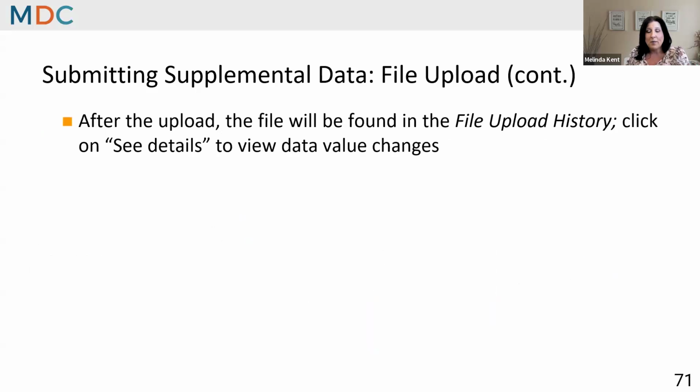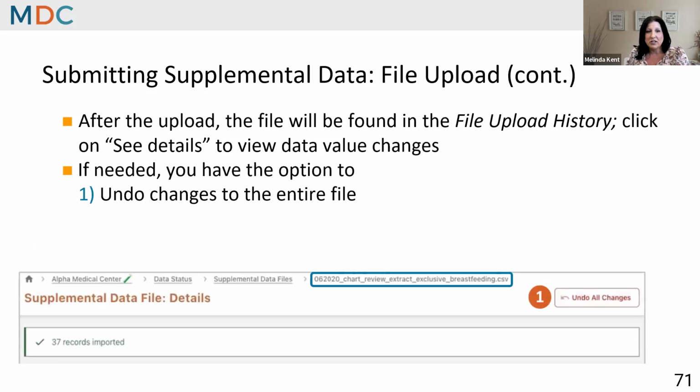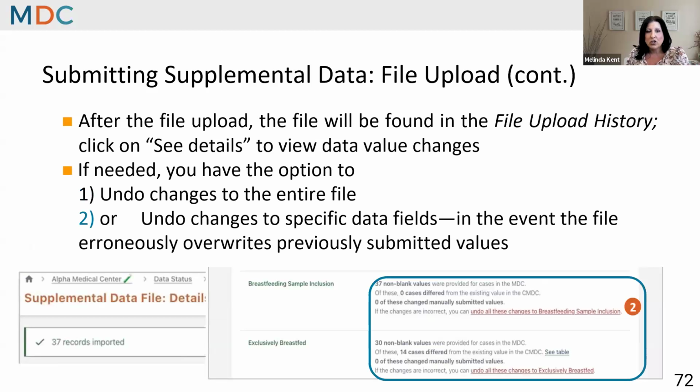After they upload, the files will be found in your file upload history. You're going to click on details and then you can view your data value changes. If you needed to, you even have the option to undo changes to the entire file by clicking undo all changes. Or you can undo changes to specific data fields in the event the file erroneously overwrites previously submitted values. So it's good to have those options and know that they're available.